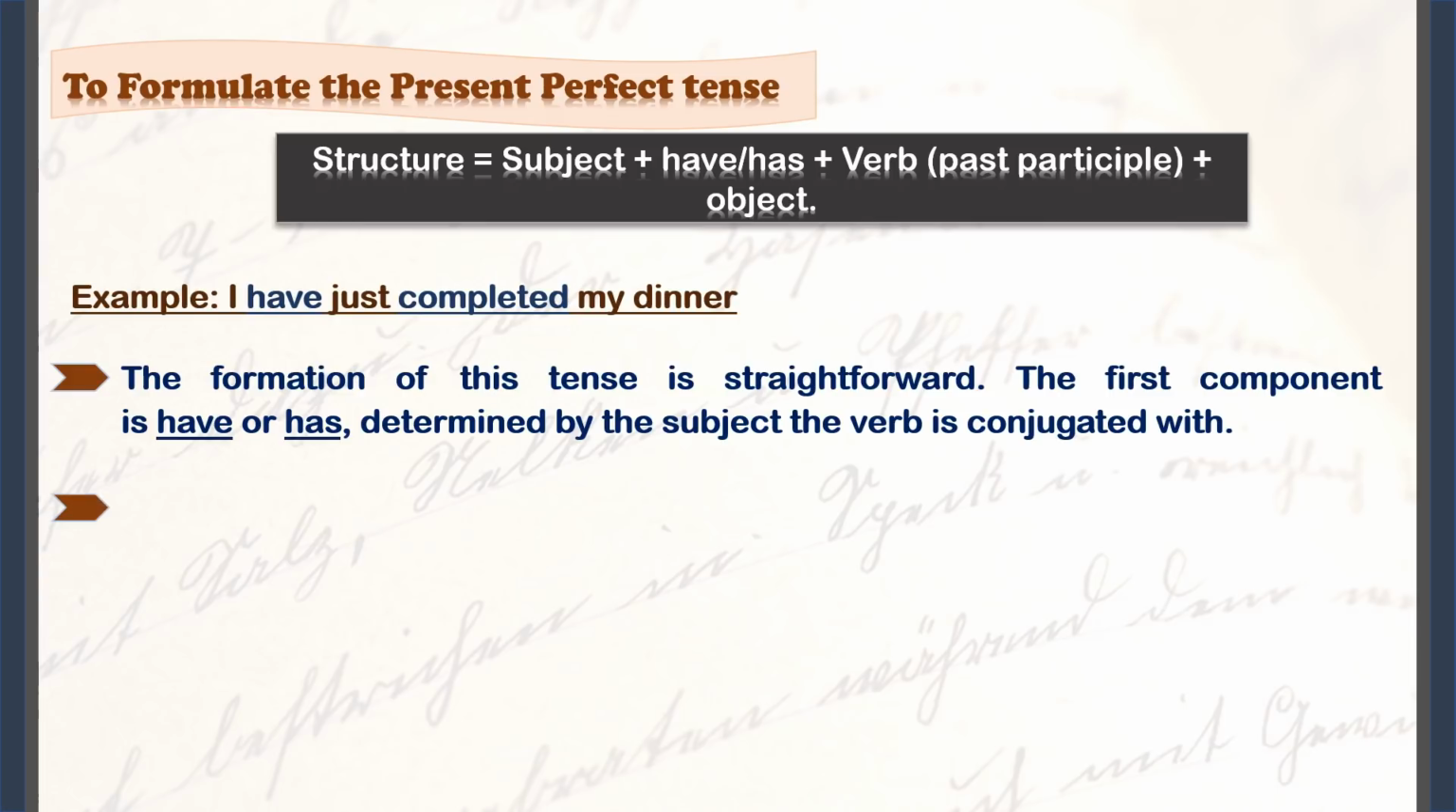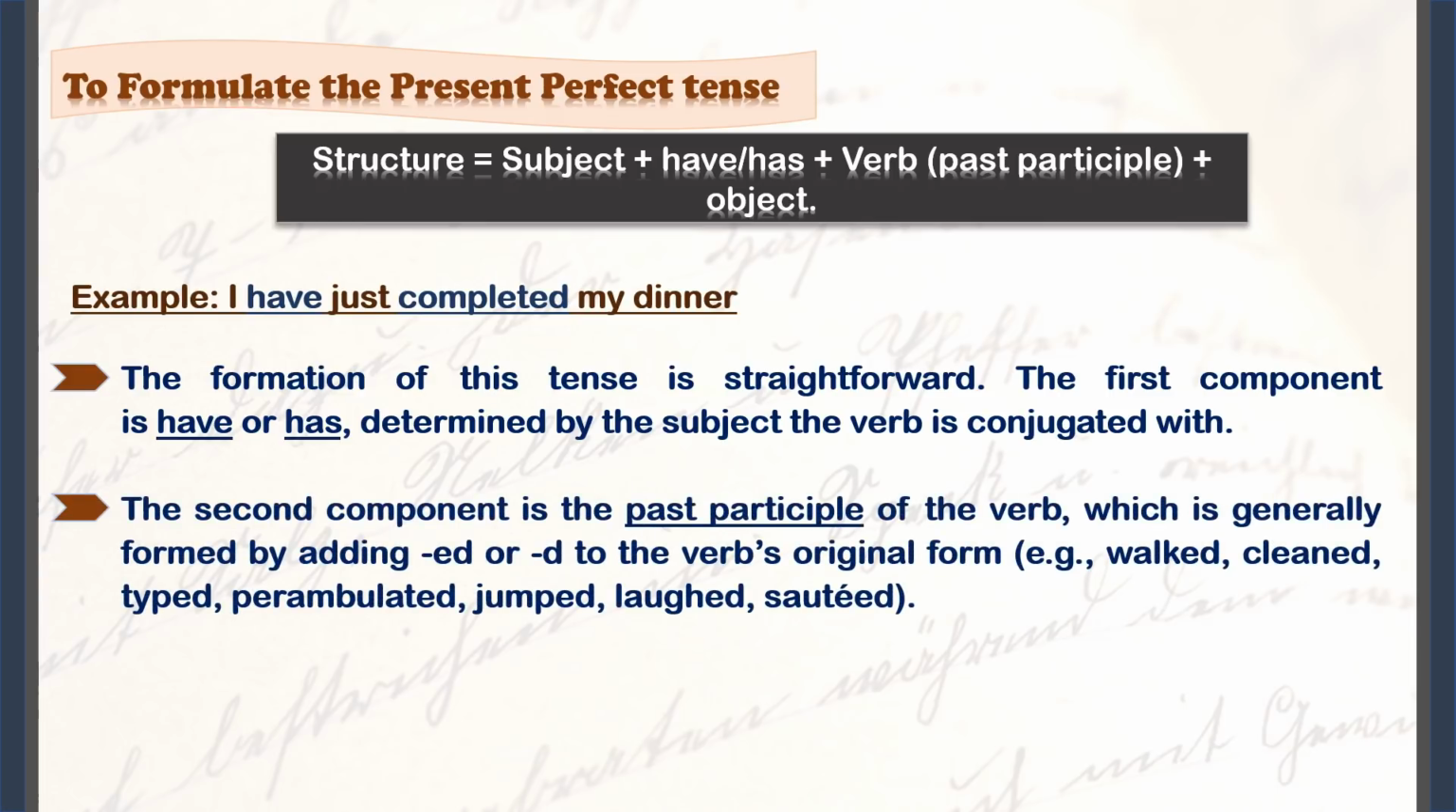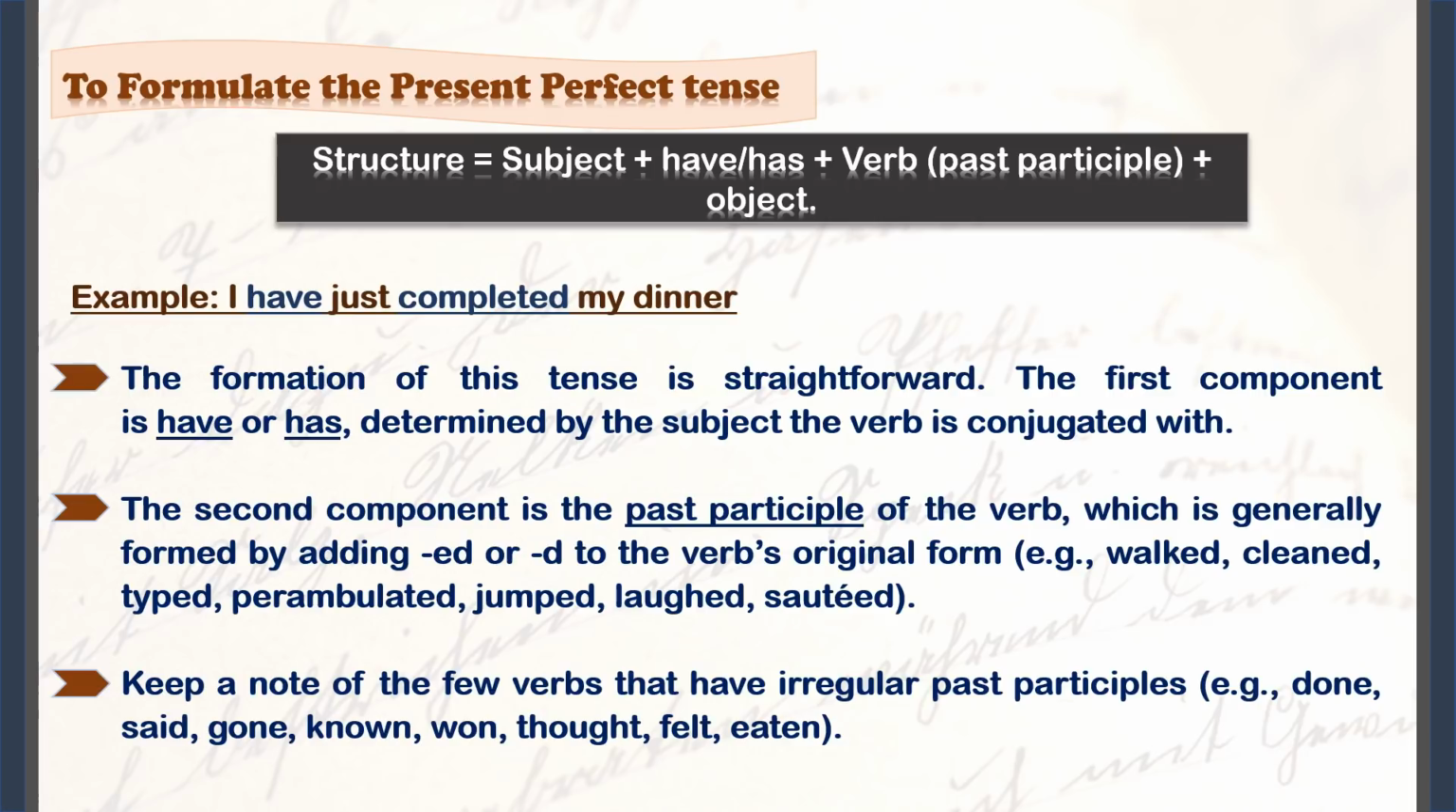The second component is the past participle of the verb, which is generally formed by adding ed or d to the verb's original form. For example, walked, cleaned, typed, perambulated, jumped, laughed, sorted. Keep a note of few verbs that have irregular past participles. Example, done, said, gone, known, won, thought, felt, eaten.